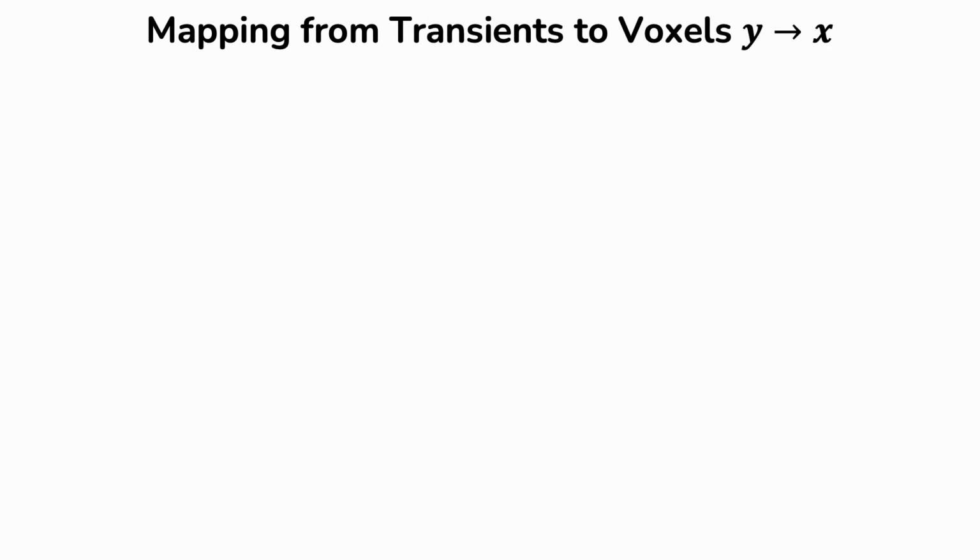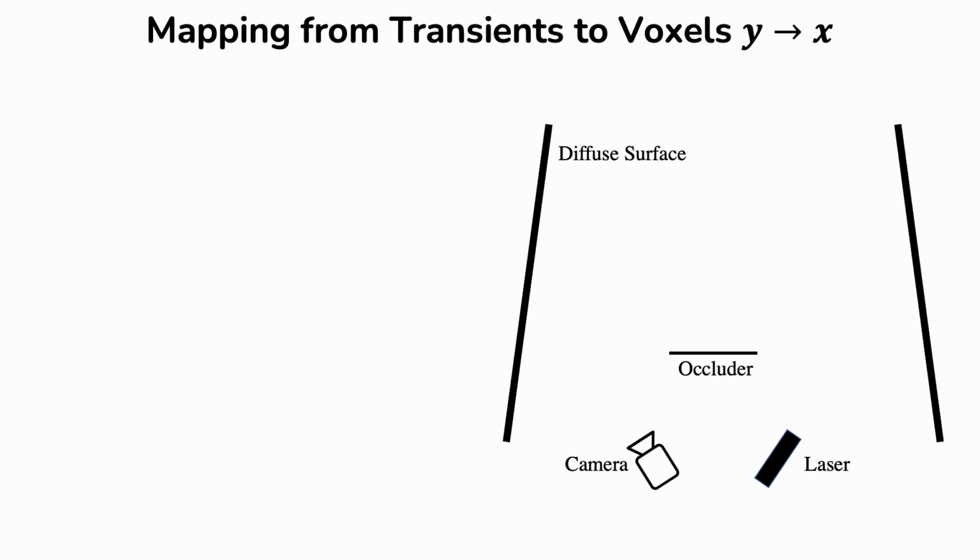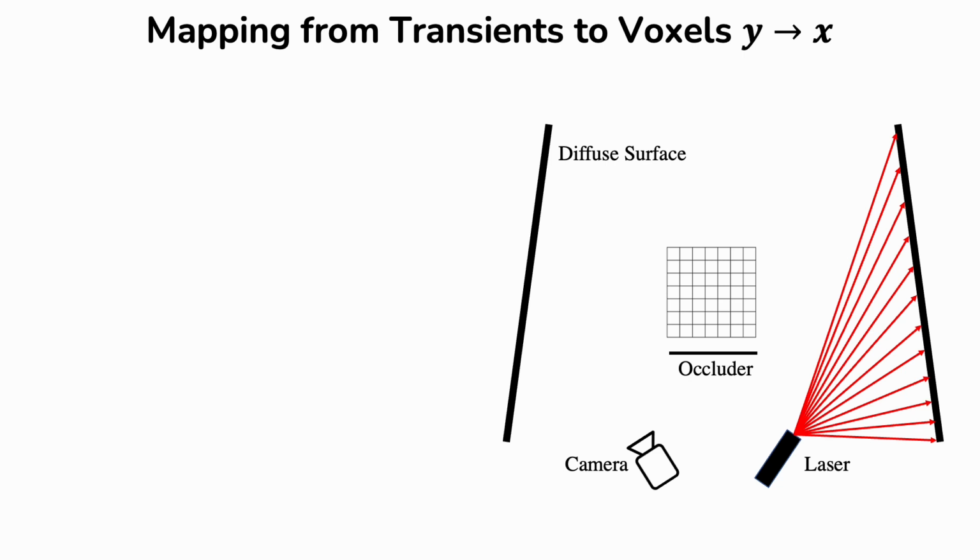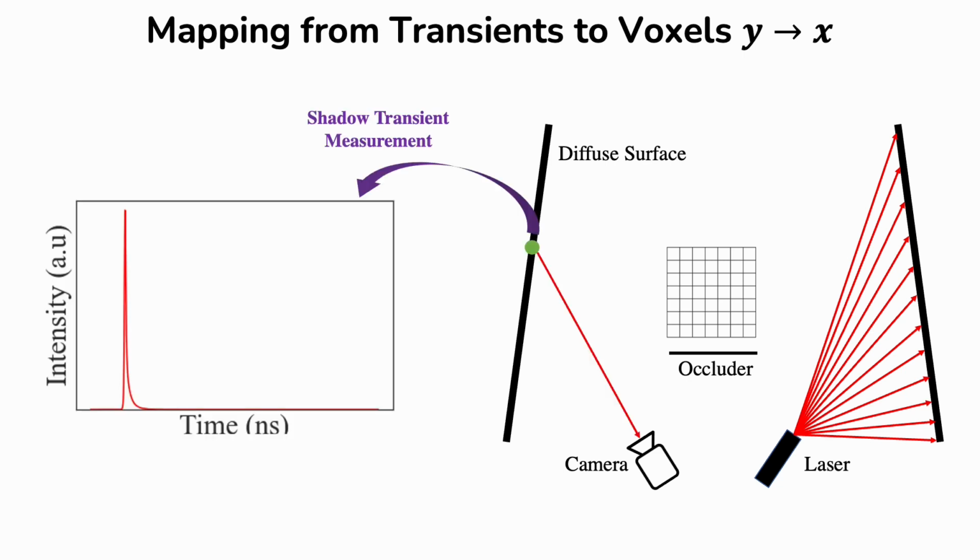Now let's study the mapping from Y to X, from transients to voxels. Suppose we have the same two-wall scene with a discretized hidden voxel grid. We illuminate the right wall and observe a given pixel on the left wall. This pixel may observe a shadow transient that looks something like this. In this example, we see a peak around 5 nanoseconds, which means the light would have traveled 1.5 meters. We know the path length the light traveled, but not the path.